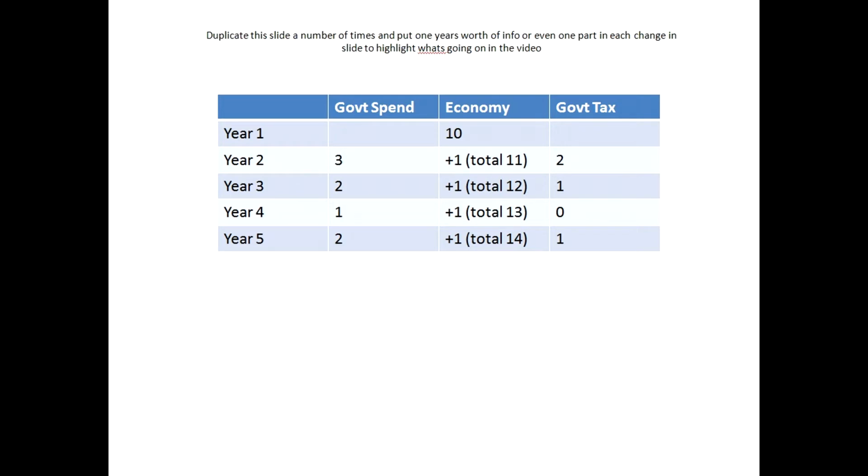And last year, we're going to put the spending back up. Looks like we've got a Labor government now. Spending is going back up, but we've also raised the taxes up to 1, but the difference is still +1, and that gets us enough money to match up with the size of our economy growing up to a size of 14.